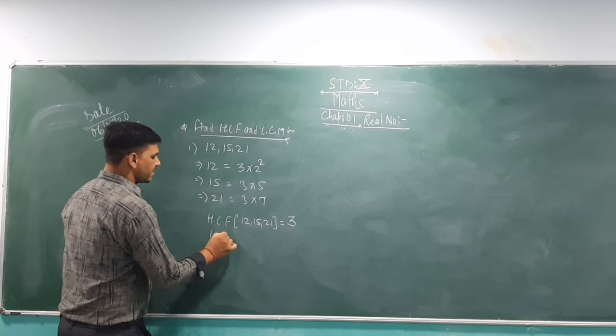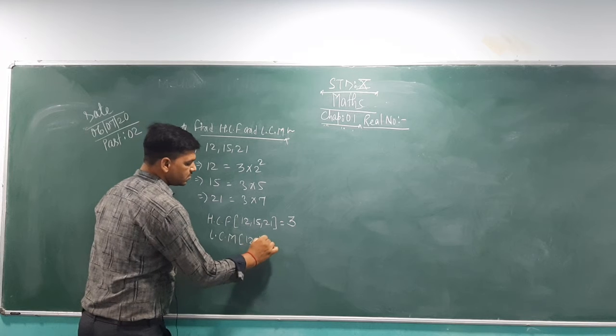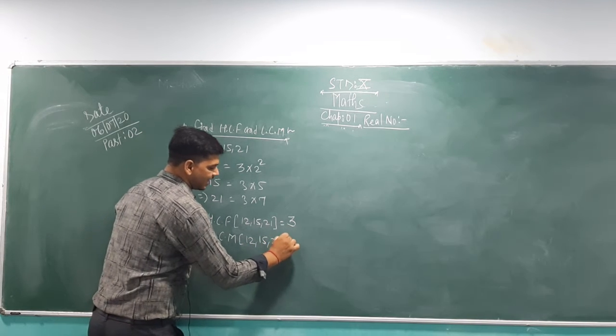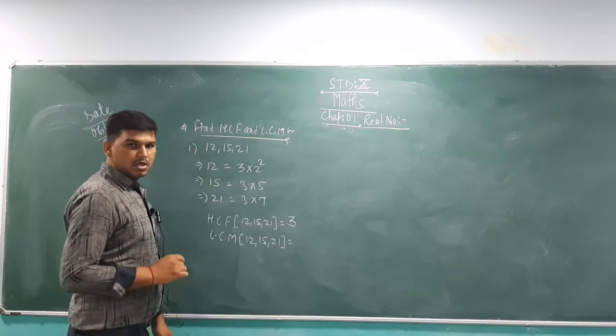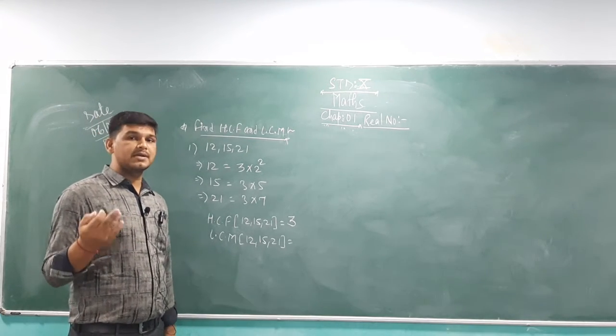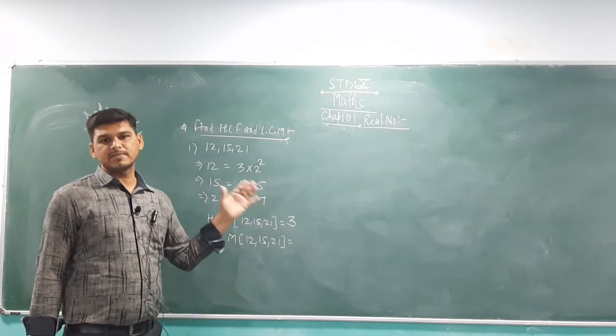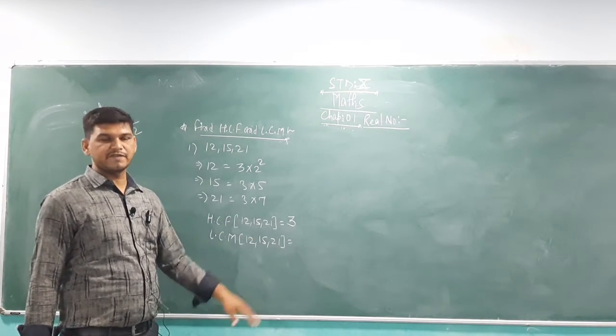And next, the least common multiple, LCM, of 12, 15 and 21. Okay. In the form of LCM, if there is a common number, the one having the maximum power is written in the LCM, and all the remaining numbers are also included as part of the LCM.